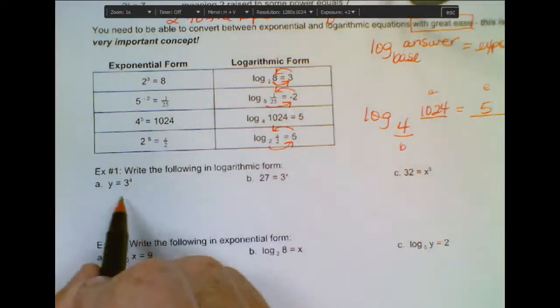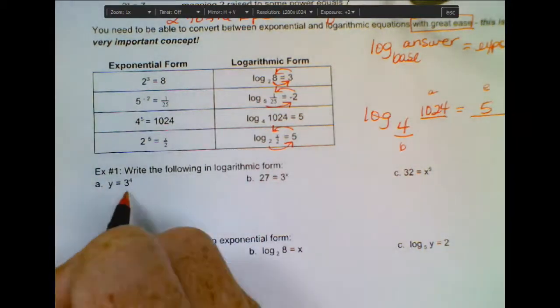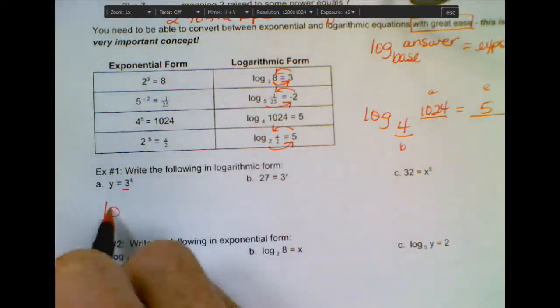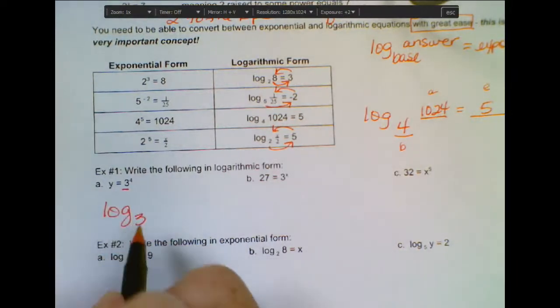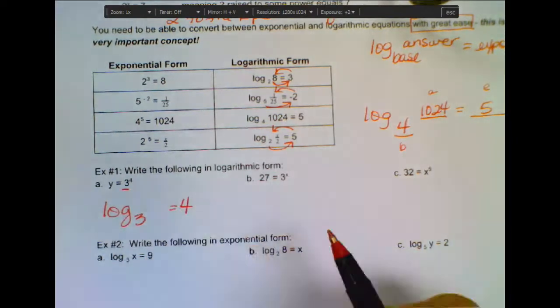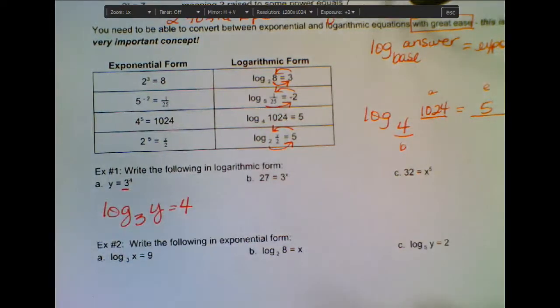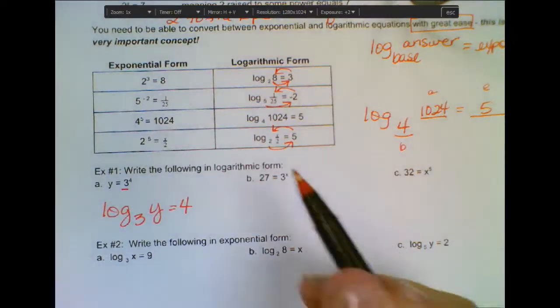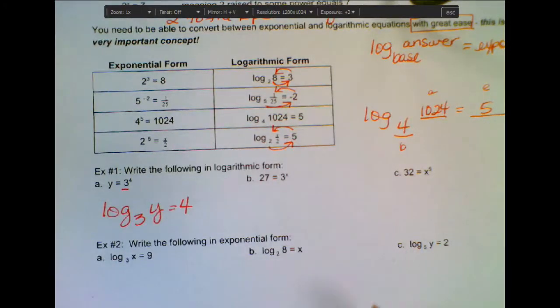So, for example 1a, I know my base is 3. So to convert that to log form, I'm going to write log base 3. My exponent is going to be out here by itself, and my answer is y. I'm going to have you go ahead and do B and C on your own. I think you have enough examples to look at, so hit pause on your video, and then come back and check your answers.